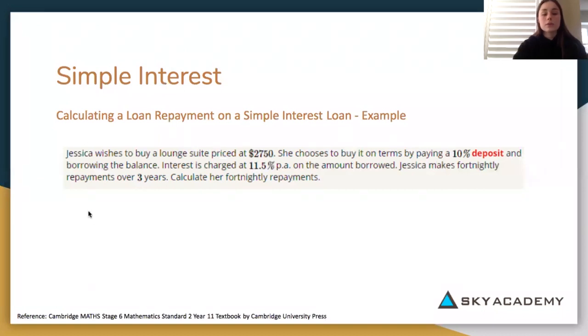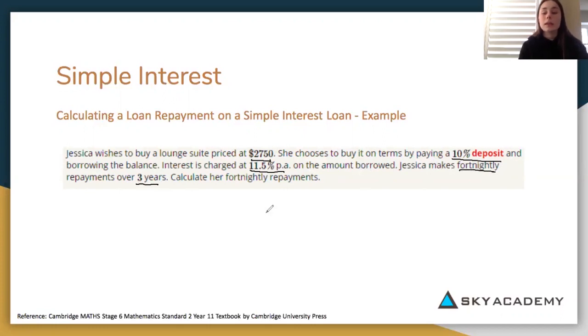Here we have a question from the Cambridge Maths textbook, and it says, Jessica wishes to buy a lounge suite priced at $2,750. She chooses to buy it on terms by paying a 10% deposit and borrowing the balance. Interest is charged at 11.5% per annum on the amount borrowed. Jessica makes fortnightly repayments over 3 years. So fortnightly over 3 years.